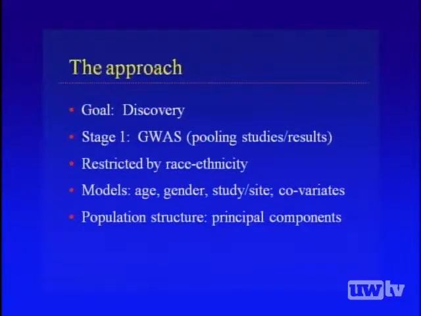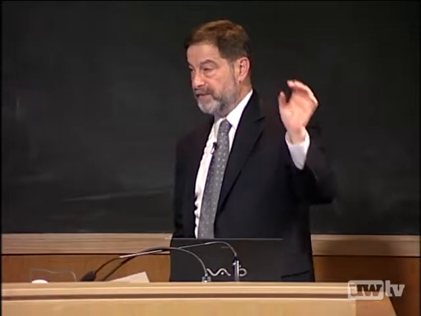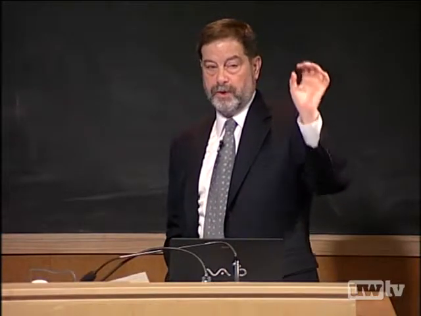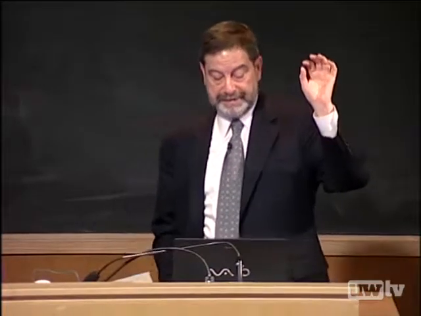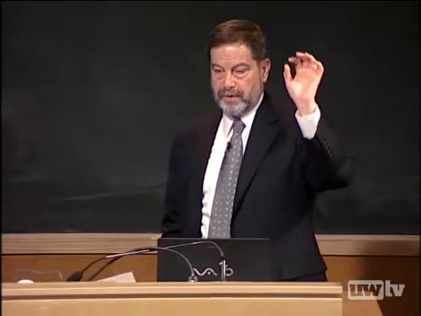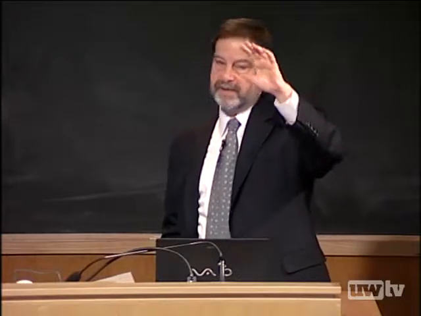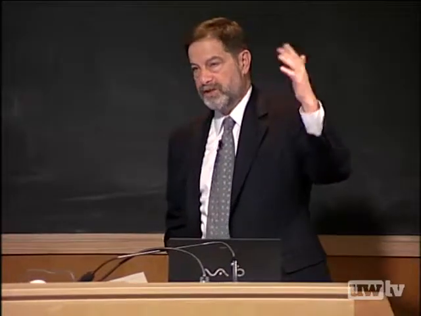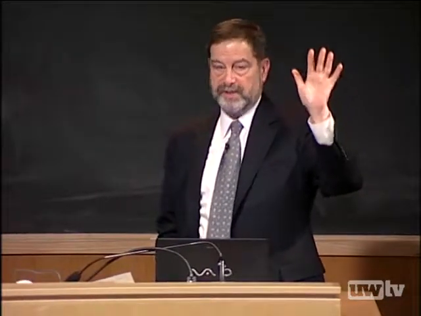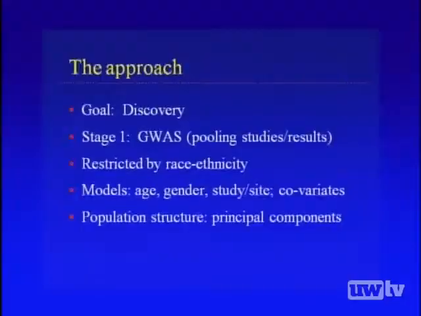The modeling of these associations, that is looking at whether having 0, 1, or 2 copies, that is an additive genetic model, okay? 0, 1, or 2 copies of an allele, whether that having 0, 1, or 2 influences the level of a trait, let's say a quantitative trait. These analyses are adjusted for very few variables. They're adjusted for age, gender, and usually the study or the study site if a study has multiple sites. Occasionally, they're adjusted for covariates as well.